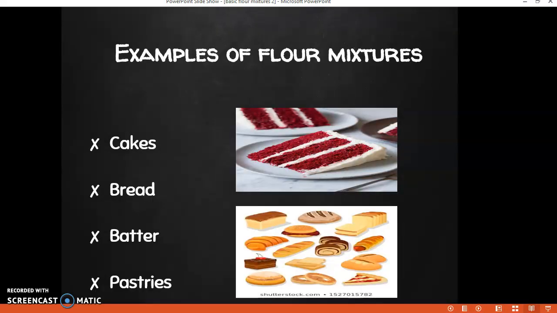Here are some examples of flour mixtures. We have cakes, bread, butter, pastries, just to mention a few. We have pictures of some of the flour products. Over here, this is red velvet cake. These are assorted flour mixtures.